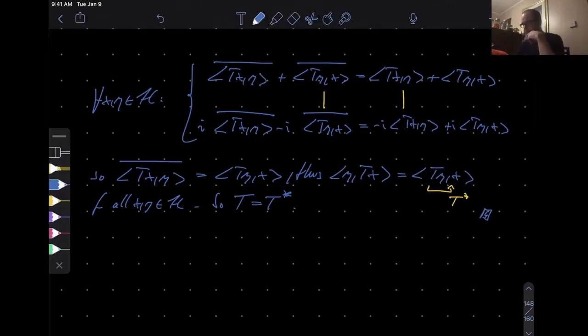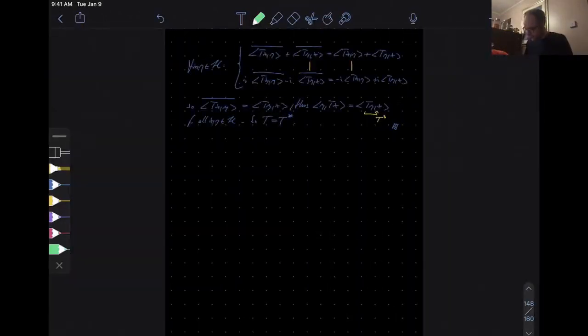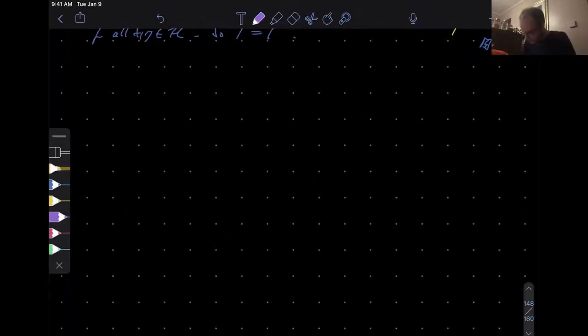It's more of theoretical interest because, in applications, you will not be able to check in general that all these inner products here are real, right? You would have to evaluate them on all vectors in your Hilbert space, which is usually hopeless. Okay, but we need this for theoretical purposes. I will state the similar test for the unitary ones, but we will prove this in the next video.